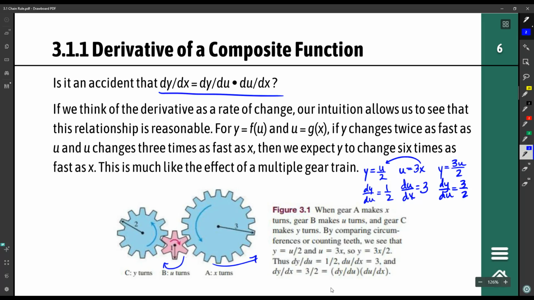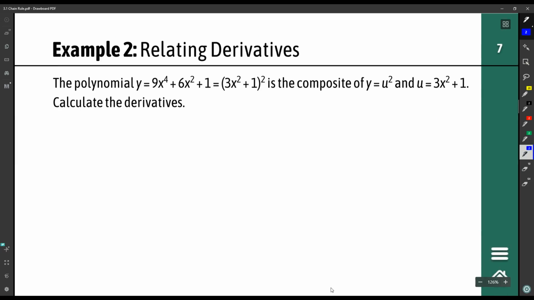Well, it's 3 over 2. So there we have it. Or actually, that's an x, and that's an x. dy dx is 3 over 2. 1/2 times 3 equals 3/2. So here's an example where we get to see it in action.